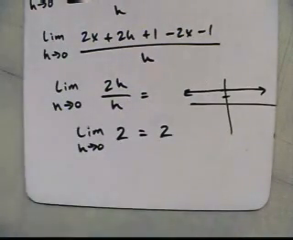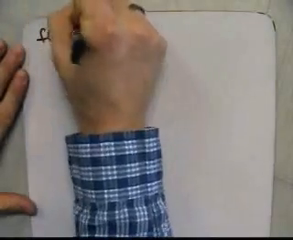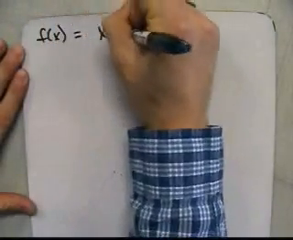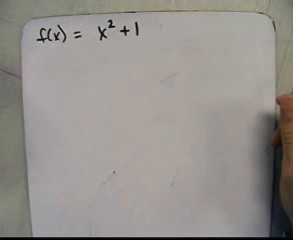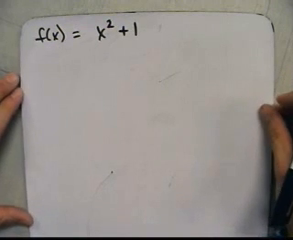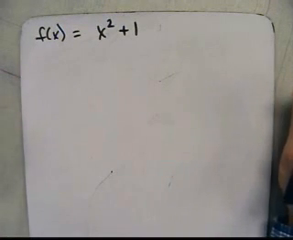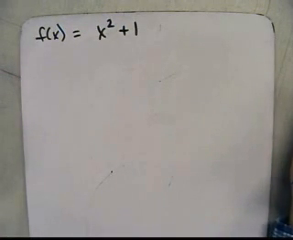Why is that a tangent line if it was this? If it was the actual line, that one's kind of a weird one to see. Let's do one where you can see the tangent line a little bit better. Let's do f of x equals x squared plus 1. This one will have tangent lines everywhere, so it'll make it easier to see.